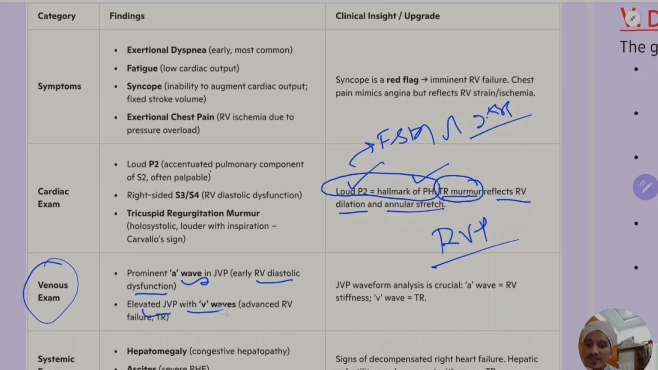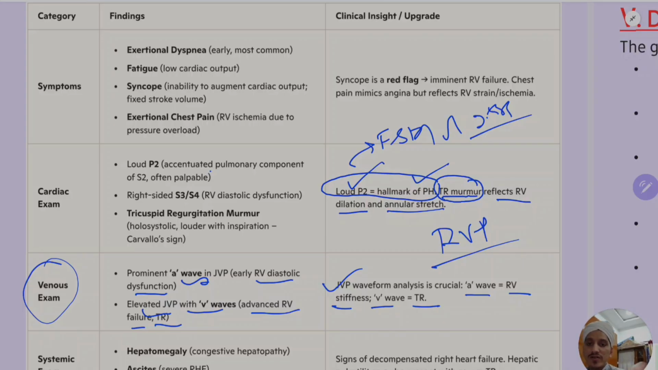Elevated JVP with V waves is nothing but advanced right ventricular failure, and it is due to tricuspid regurgitation. So JVP waveform analysis is important. A wave is nothing but right ventricular stiffness, and V wave in JVP is nothing but tricuspid regurgitation. So these are important things which you should remember.